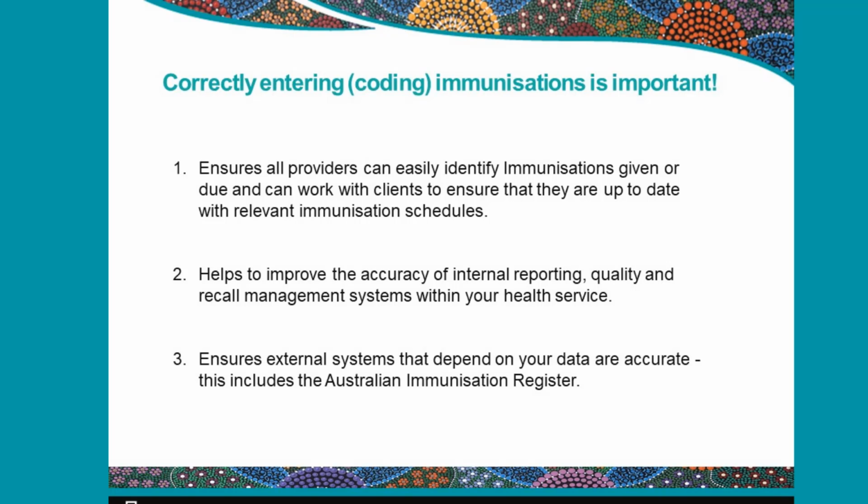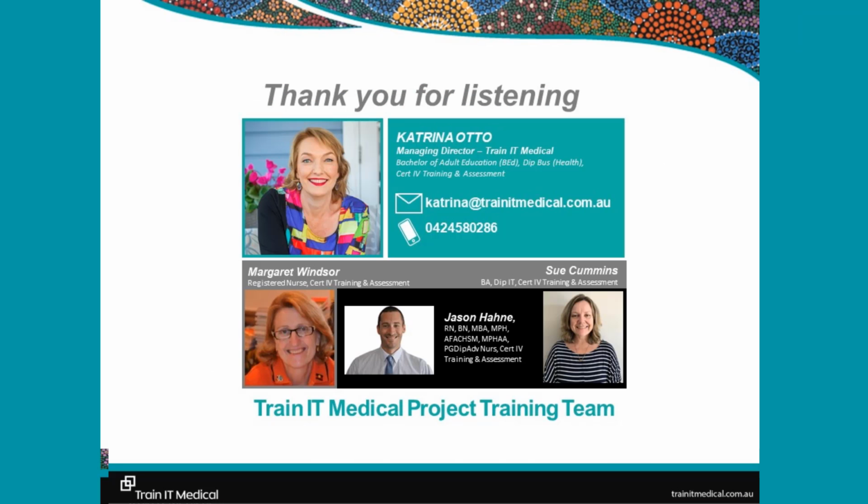Secondly, it helps to improve the accuracy of internal reporting, quality and recall management systems within your health service. Finally, it ensures that external systems that depend on your data are accurate. This includes the Australian Immunisation Register, funding providers you are required to report data to, and external quality and research organisations working to improve health outcomes of the wider population. Immunisations help keep people well.